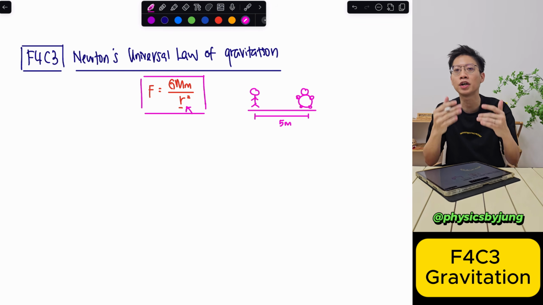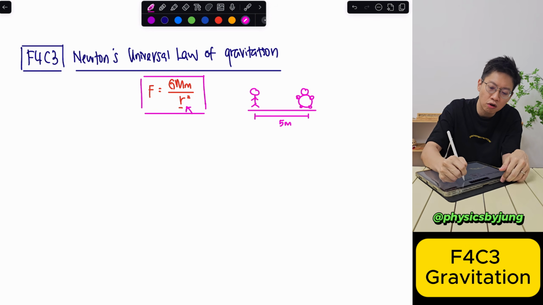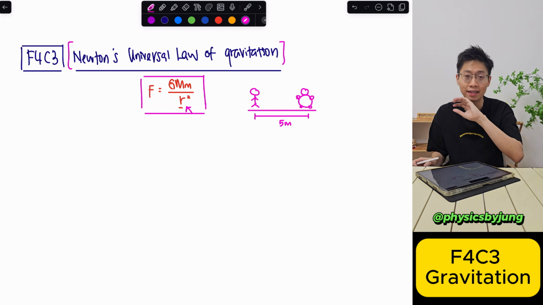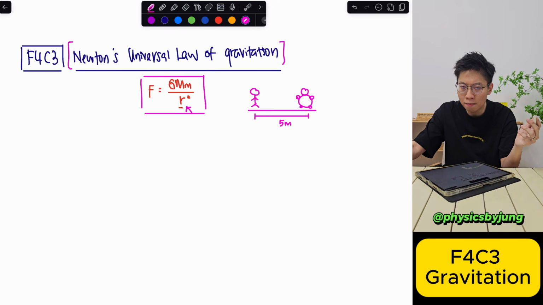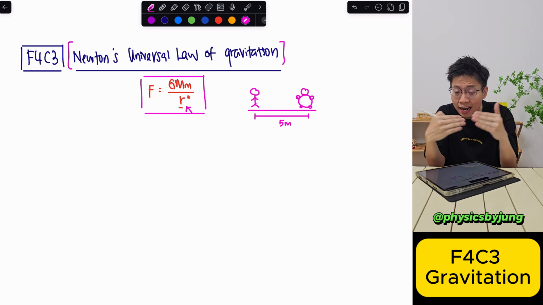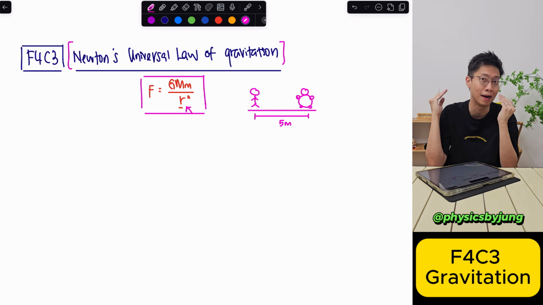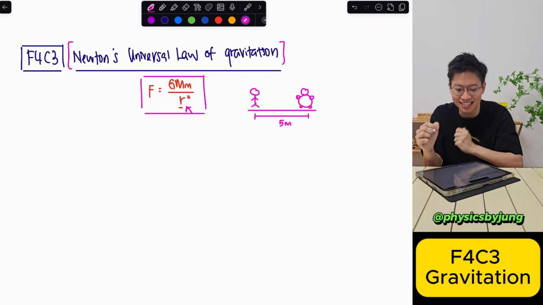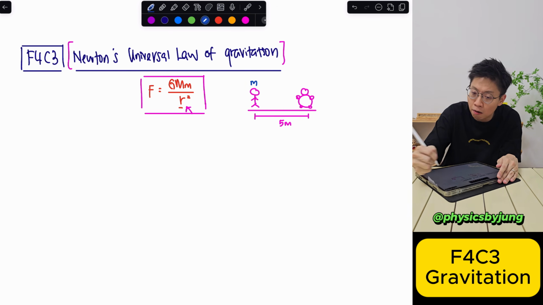Am I attracted to my friend? Is my friend attracted to me? According to the universal law of gravitation, as long as the object has mass, no matter where you are, you might be a remote control, you might even be a book, as long as two objects have mass, there will always be an attraction force. So am I attracted to my chair? Am I attracted to my phone? Am I attracted to my bed? The answer is yes.